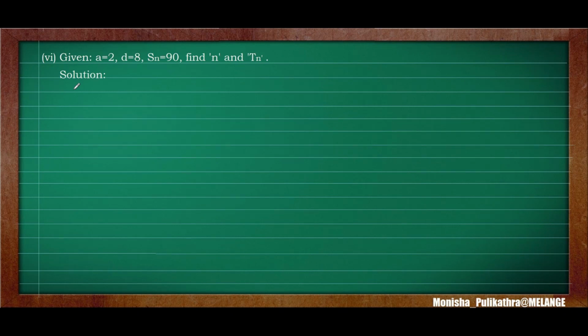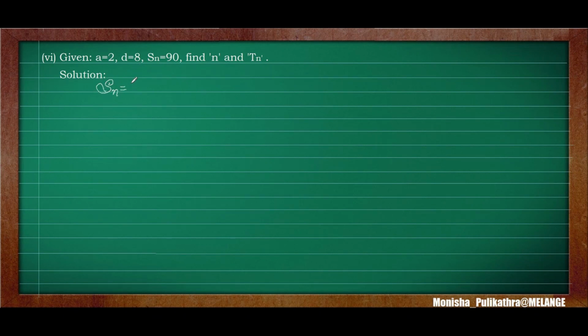Moving on to the sixth problem. In the sixth problem, they have given first term A is equal to 2, D is equal to 8, Sn is equal to 90. We need to find the number of terms n and Tn. Okay, since in the information section they have given Sn, we need to write the Sn formula.